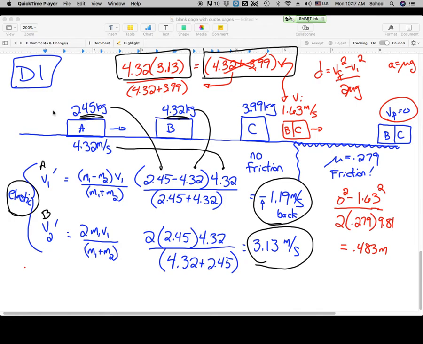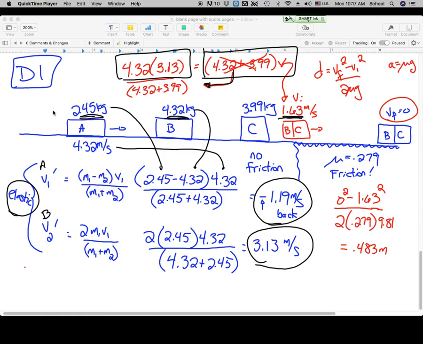So we have the combined mass here because B and C are going to stick together. When B and C stick together, I bring this mass over and I have the combined mass underneath it. And then when I solve for V, I find that when B and C have collided and stuck together, they are now traveling at 1.63 meters per second.